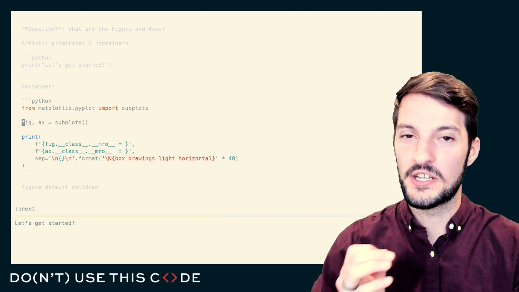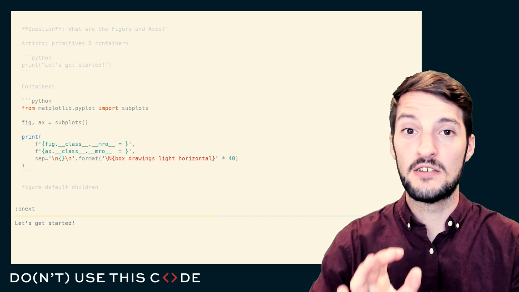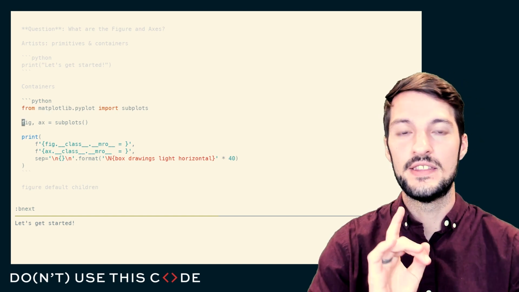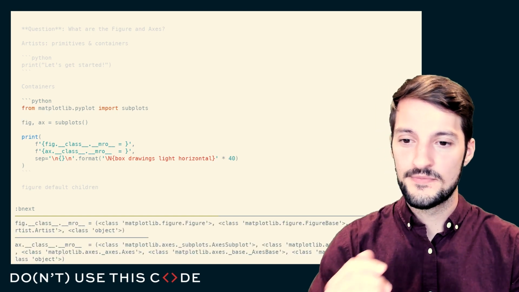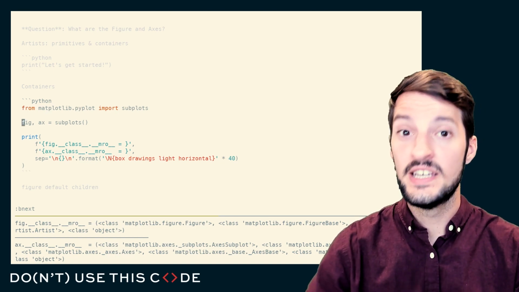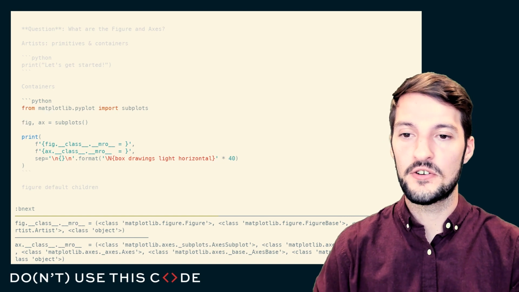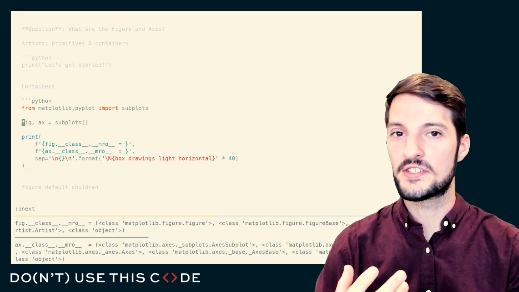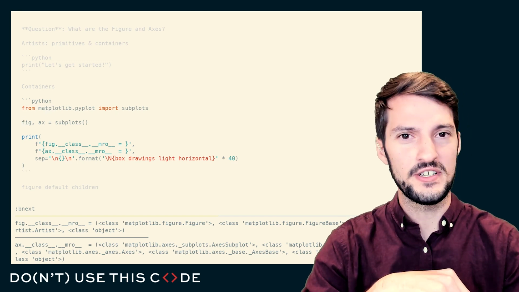everything is what they call an artist. An artist is simply something that knows how to draw itself. And it's differentiated into two different types of artists. There are container artists and there are primitive artists. Container artists are, for example, the figure and axes objects. Container artists are simply artists that contain other artists.